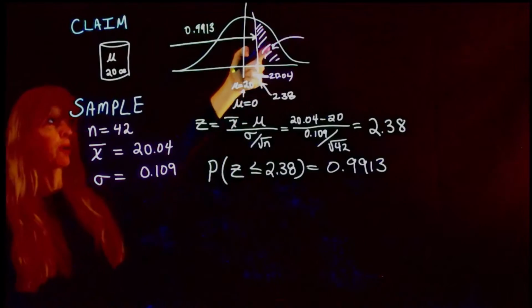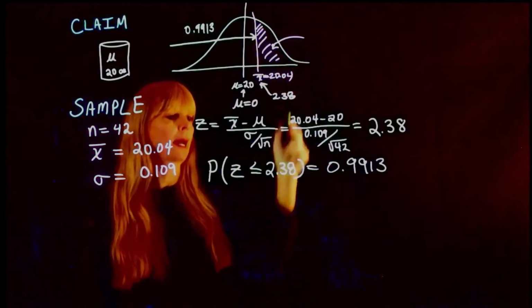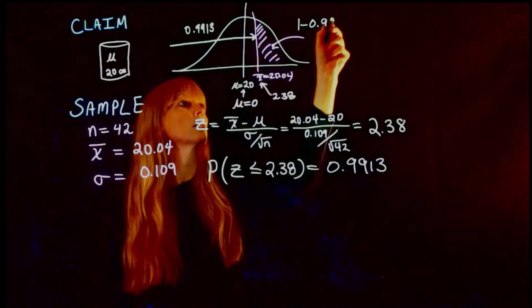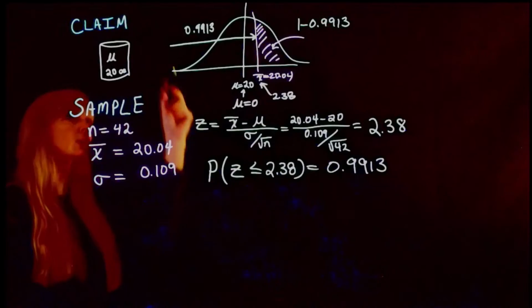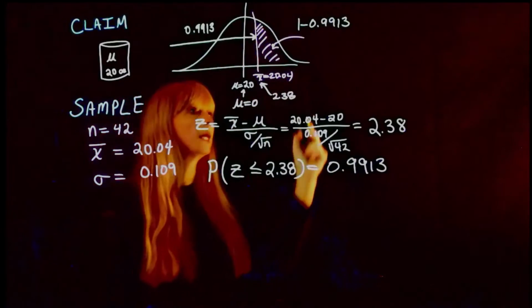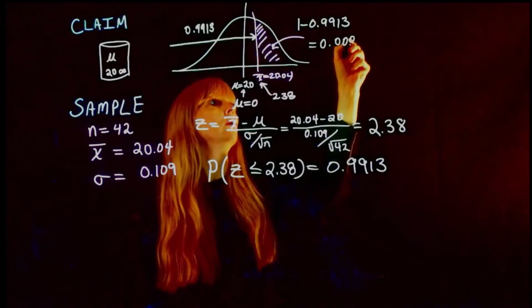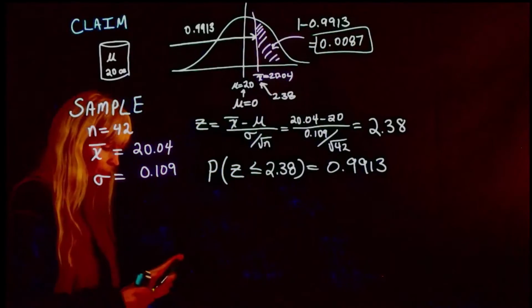Well, I want to know this probability, this area. Well, that's easy enough to find, because all I have to do to find this now is take 1 minus that value. And why are we using 1? Because the entire probabilities have to add to 1. And we get 0.0087. So that would be our probability.